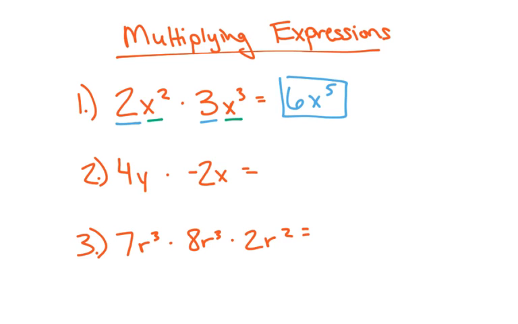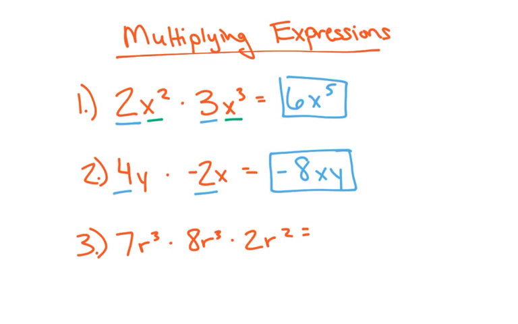Looking at the next one, you take the same process. You've got your numbers 4 and negative 2. Multiply those together and get negative 8, and that's always a good place to start. This time I have different variables, x and y. Although you can multiply x and y together, there's no real change in what they are, and so the standard rule is to put them in alphabetical order. So your final answer here ends up being negative 8xy.